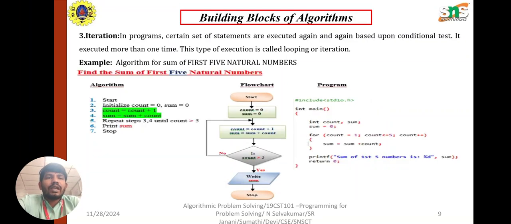Next, iteration. Iteration is also a true or false condition. If true, it ends the program. If false, it goes back again to the first step. Here we find the sum of the first 5 natural numbers. We start the function. Initially count equals 0 and sum equals 0, because we have to store the sum value. First, count equals count plus 1, so 0 plus 1 means 1, the first natural number. Sum equals sum plus count, so sum equals 1. It repeats steps 3 and 4 until count is greater than or equal to 5. When count exceeds 5, it prints the sum value and stops the program. So this is the iteration.